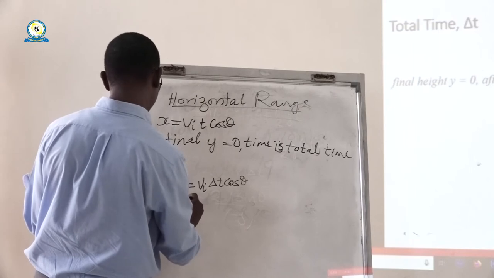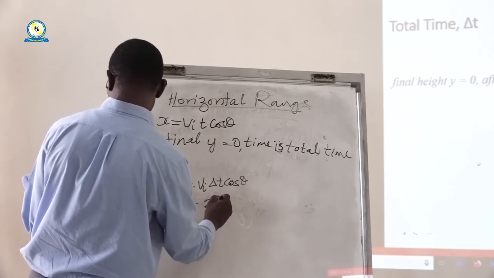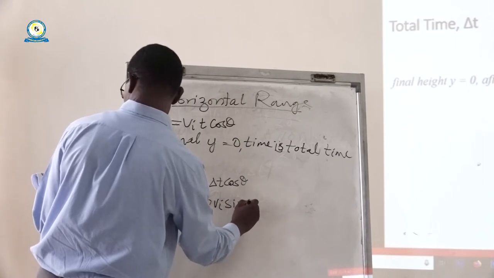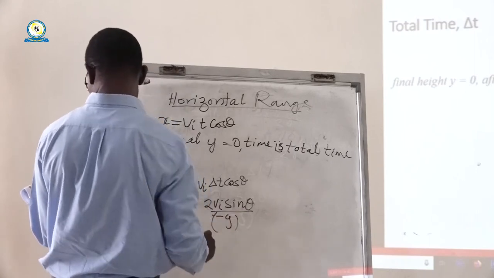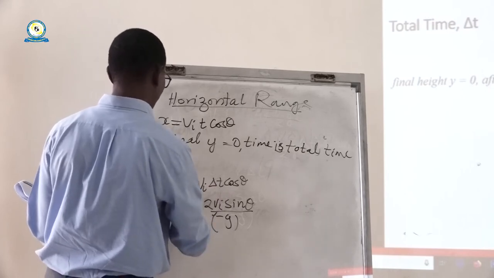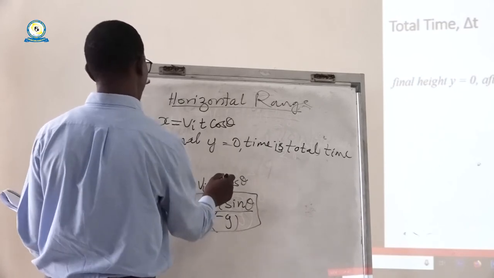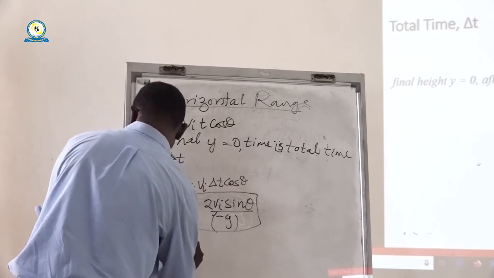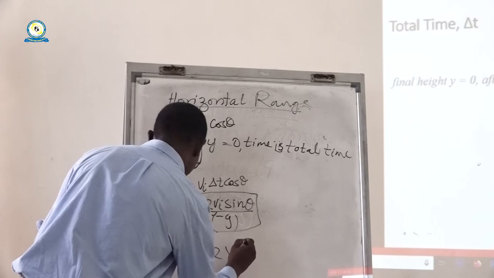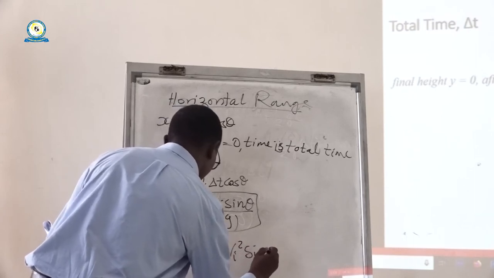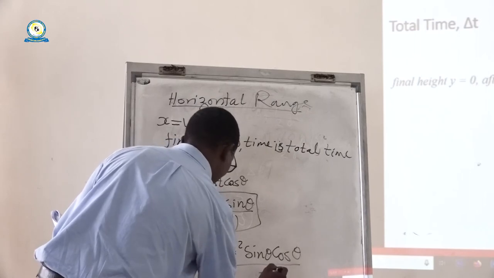Delta x, and delta t is equal to 2 vi sine theta over minus g. You substitute, because this one we got before in the previous, so you substitute there, then you have delta x equal to 2 vi squared sine theta cos theta over minus g.